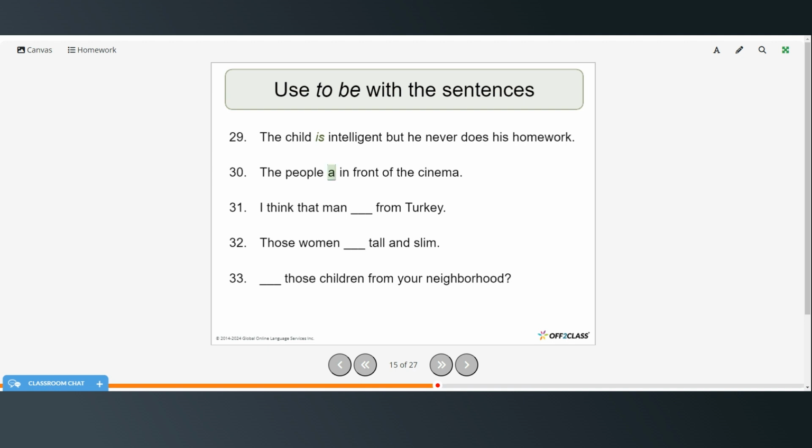Okay, so the people are in front of the cinema. People is plural, so we need to use are. I think that man is from Turkey. Man is singular, so we would use is. Those women are tall and slim. Women is plural, so we need to use are. And this one is a question form. Again, we have to look at the subject. Children is plural, so we would need the plural form of to be, which is are. Are those children from your neighborhood?